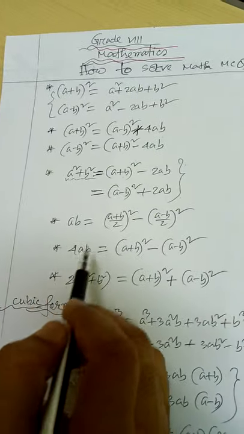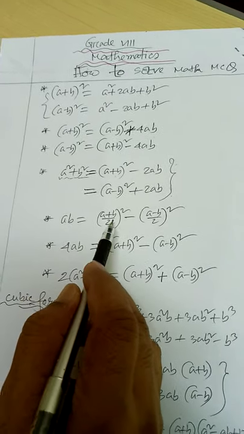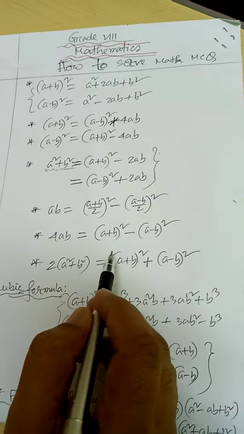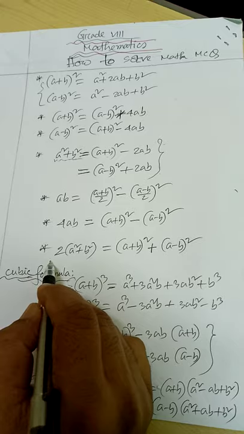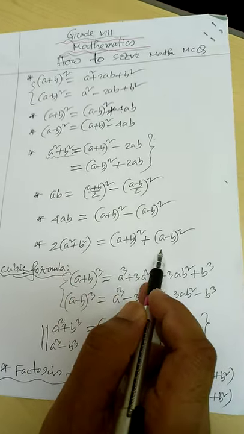Now ab, equal to product of two algebraic expressions if given: ab = ((a + b)/2)² − ((a − b)/2)². 4ab = (a + b)² − (a − b)². 2(a² + b²) = (a + b)² + (a − b)².